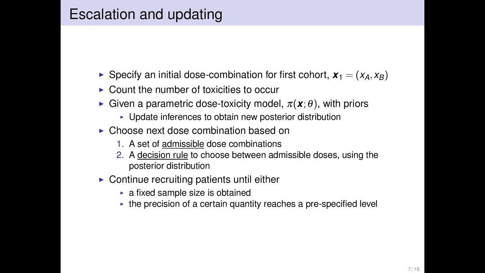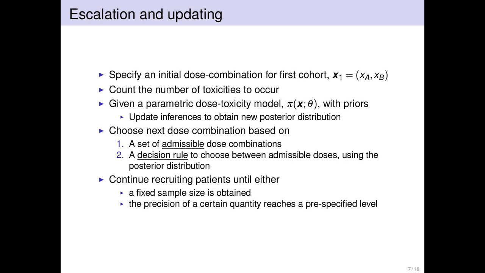So what do we generally do in a phase 1 trial? Well, we want to escalate from a safe dose and update our model parameters as we learn information. So we would start by specifying an initial dose combination for our first cohort. We would count the number of toxicities that occur. And then, given a certain parametric dose toxicity model with our specified priors, we would update our inferences and obtain a new posterior distribution. And now we want to choose the next dose combination for the next cohort.